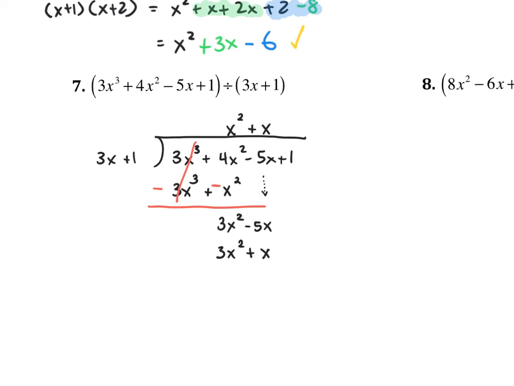Where does that come from? X times 3x is 3x squared. Positive x times positive 1 is positive x. So now I draw my bar and take the opposite of everything down below. These drop out, and notice here I get negative 6x. And now I bring down this positive 1.